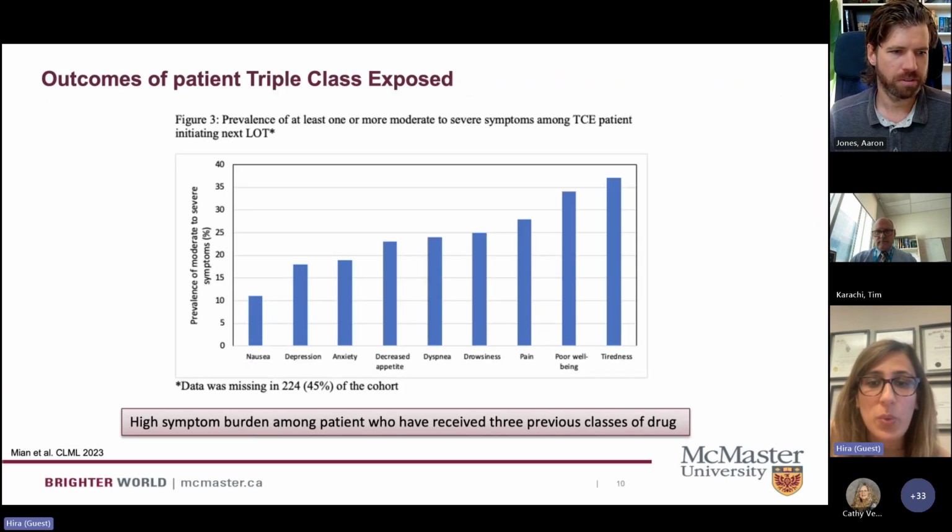And then similarly, we were able to show that patients towards the end of life who have received multiple classes of treatment before have pretty high symptom burden. So another area that we can improve.